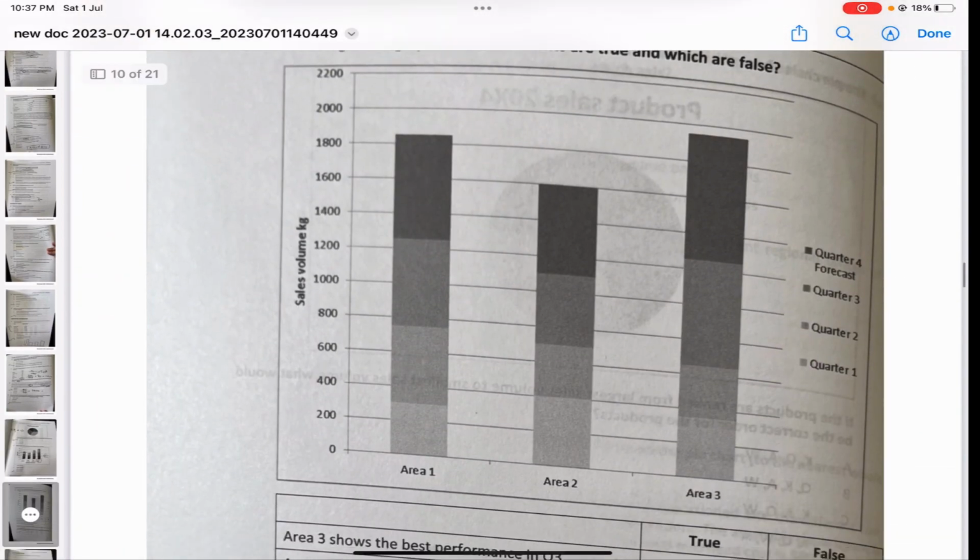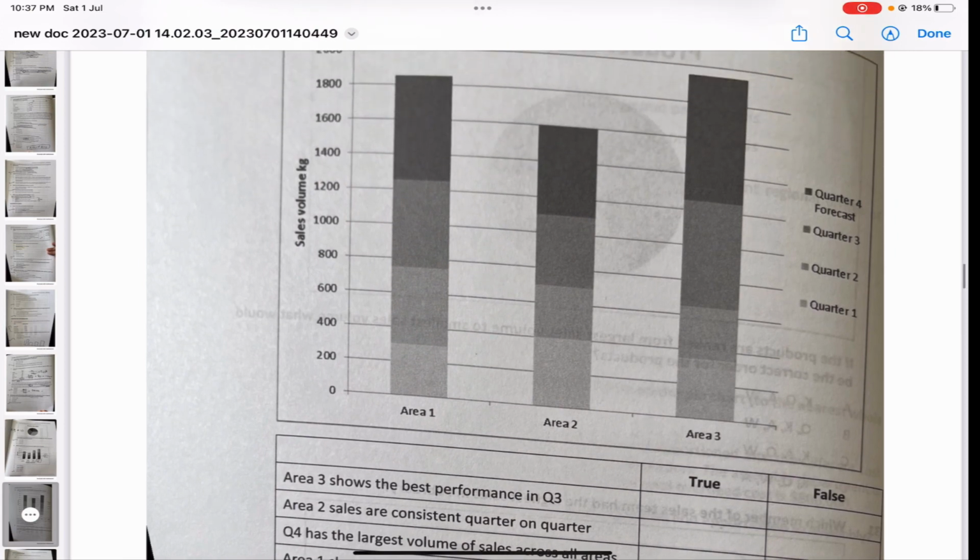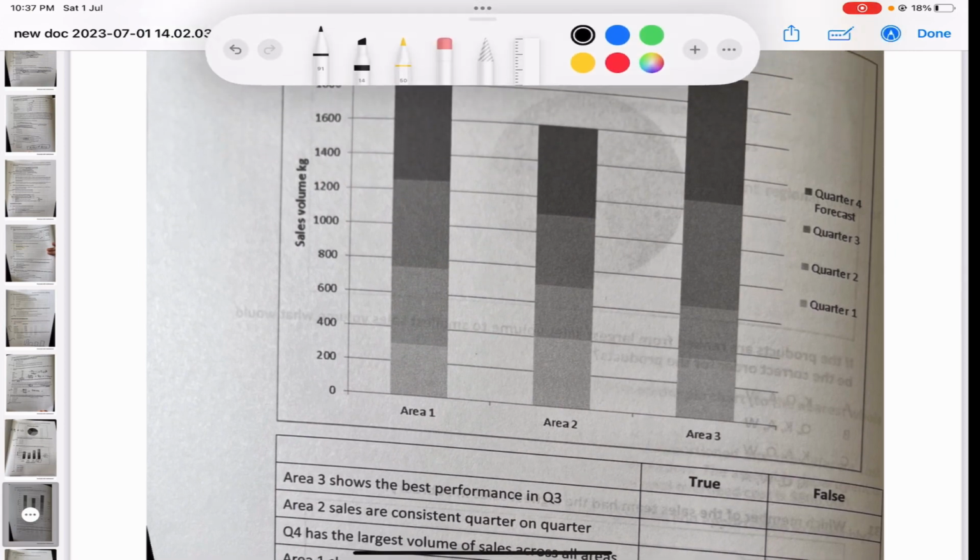Referring to the graph, which statements are true and false? Area 3 shows the best performance in quarter 3. Okay, where is quarter 3? This is my quarter 3, which is this area 3. So quarter 3 performance is here, but area 3 has quarter 3 performance this much, whereas if you see area 1, the quarter 3 performance is this one. So is this true or false? Think about it again.